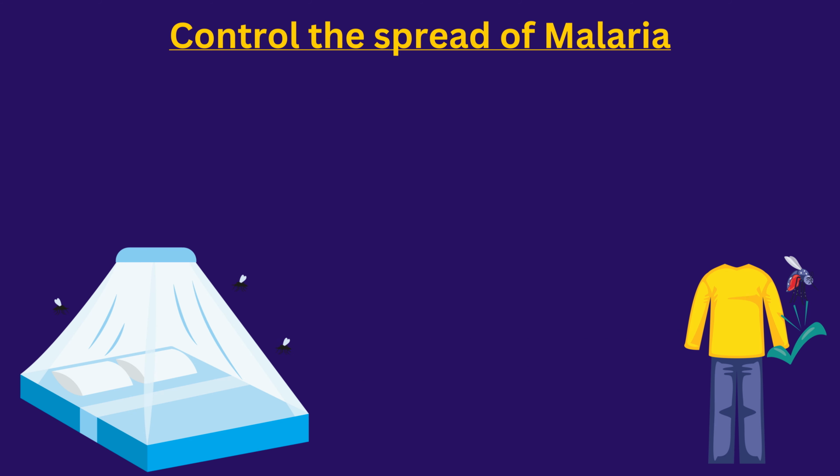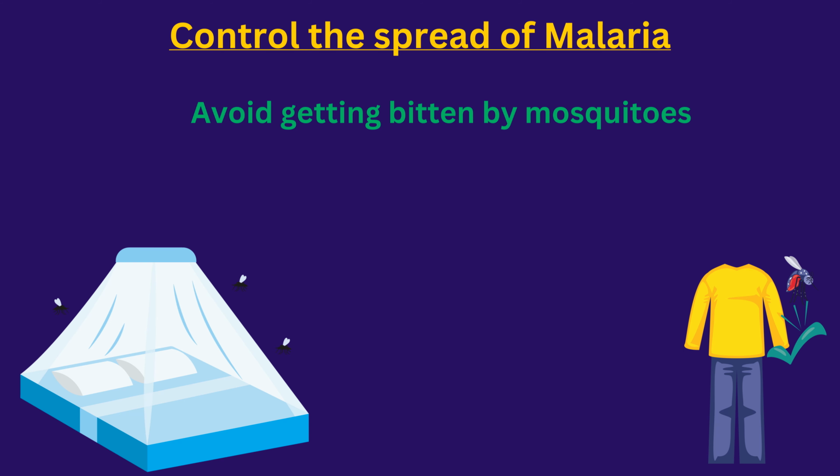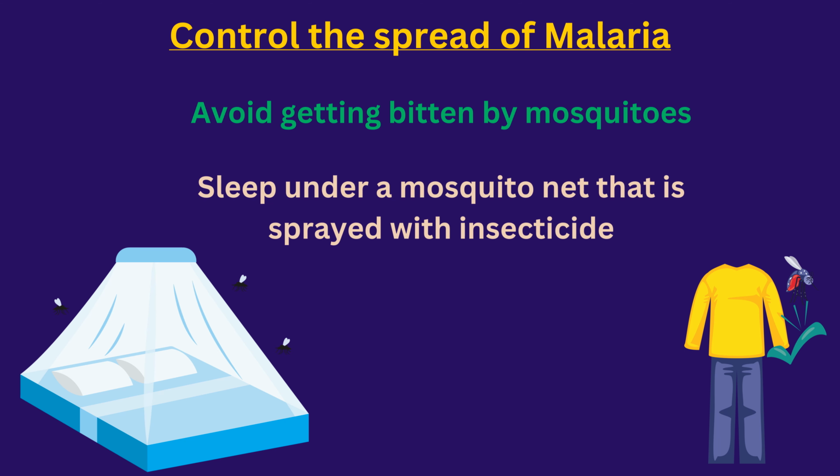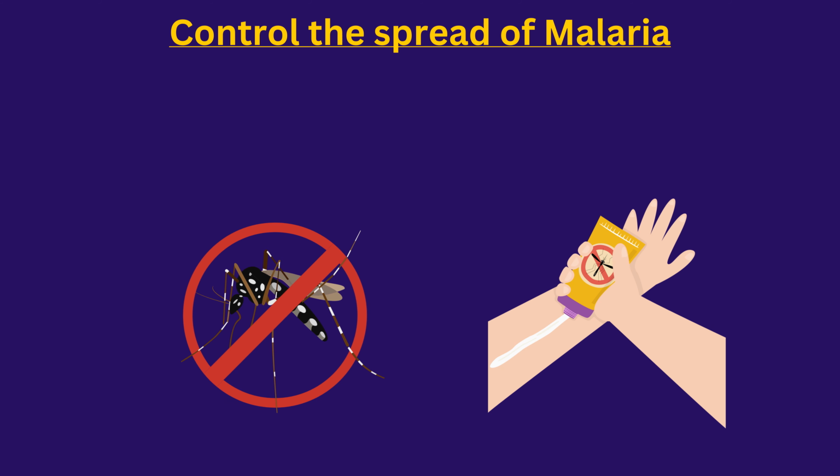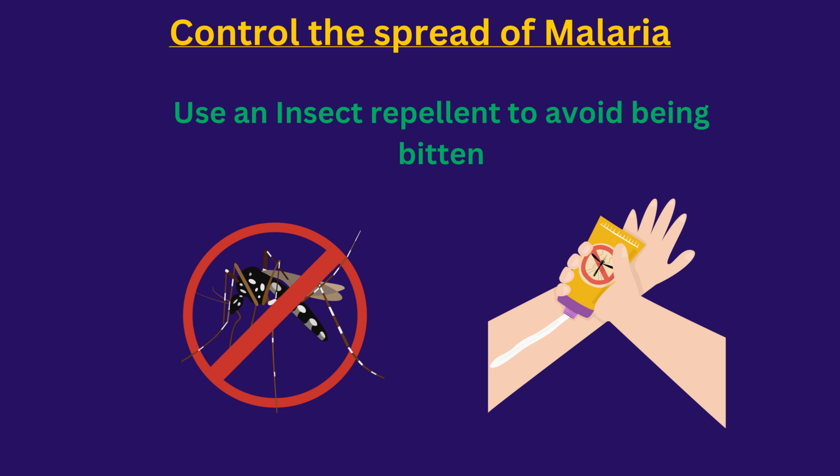How can we control the spread of malaria? Our focus needs to be on the mosquitoes. We need to avoid getting bitten by the mosquitoes. So we could do that by, one, sleeping under a mosquito net that is sprayed with insecticide and wearing long sleeve clothing. We could also control the spread by using insect repellent to avoid being bitten.